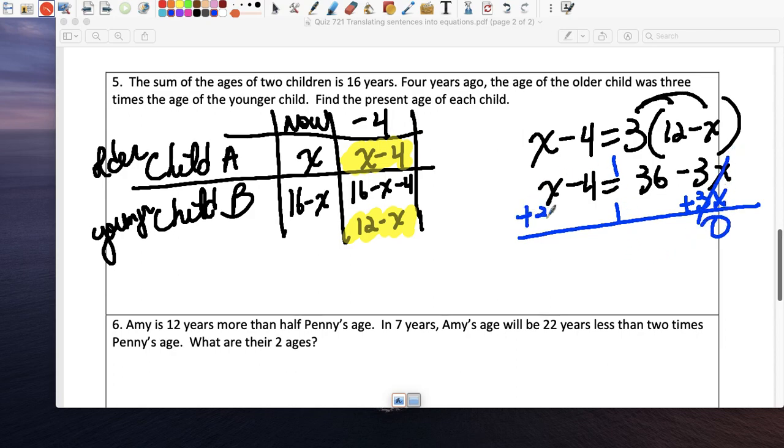I'm going to do plus 3x over here. X plus 3x is 4x. Let me bring the minus 4 down, and 36 comes down as well. Do I need that 0? No.